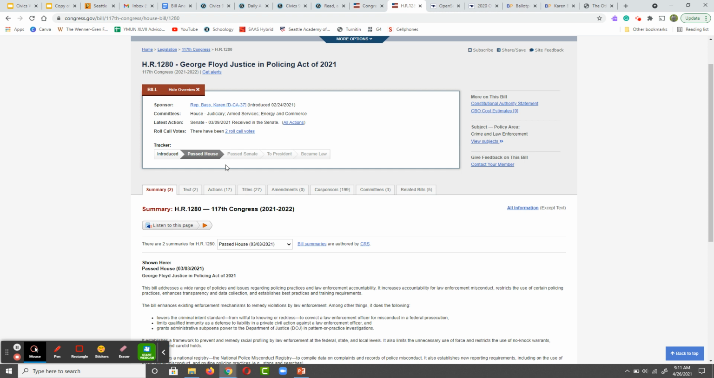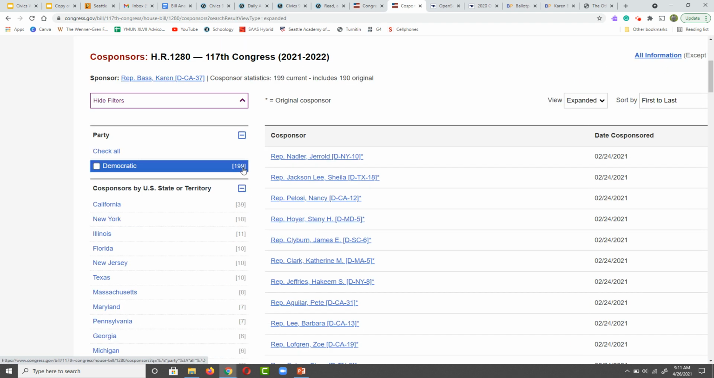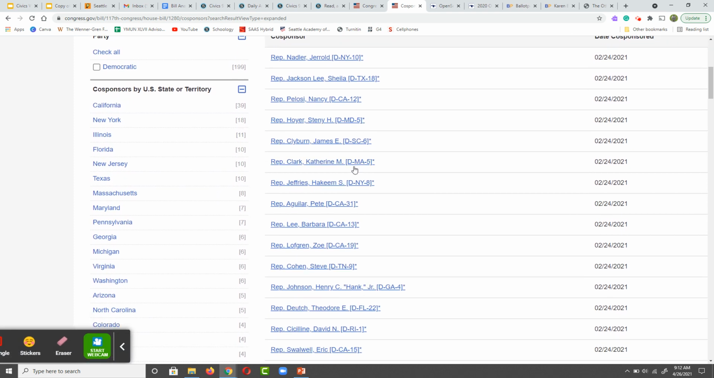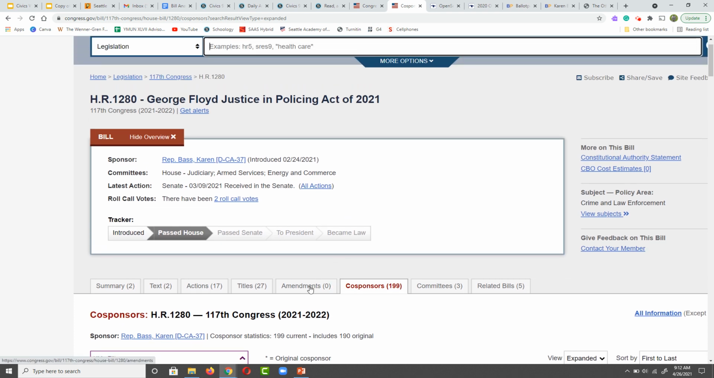So we know that this is a sponsor. Let's take a look at the co-sponsors. What we're really looking for is, is this a bipartisan bill? That is, are individuals from both parties co-sponsors of this, or is it all just one party? We click on that, and we discover that all 199 are Democratic. If there were Republicans, they would be noted here as well, and it tells you exactly who these co-sponsors are. So this is a partisan bill.